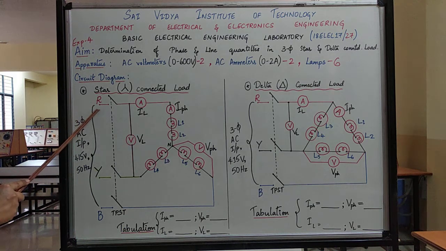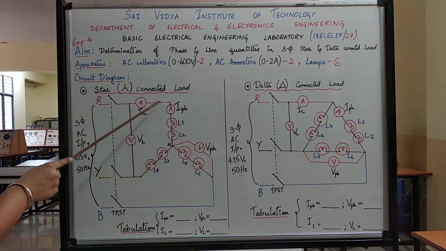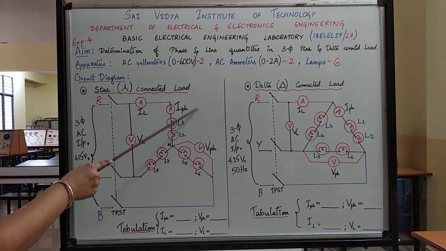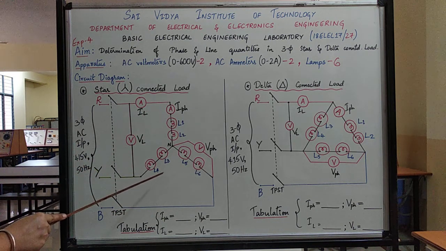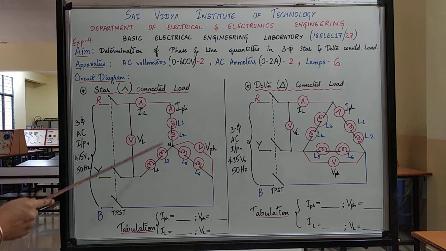We know it is a 3-phase AC input supply, which has 415 volts and 50 hertz. So between RY we have 415 volts, between YB we have 415 volts, and again when we measure the voltage between B and R we will have 415 volts. And there is a TPST switch to control its operation. And then the whole of this is a star connection. We have learned it just a few seconds ago.